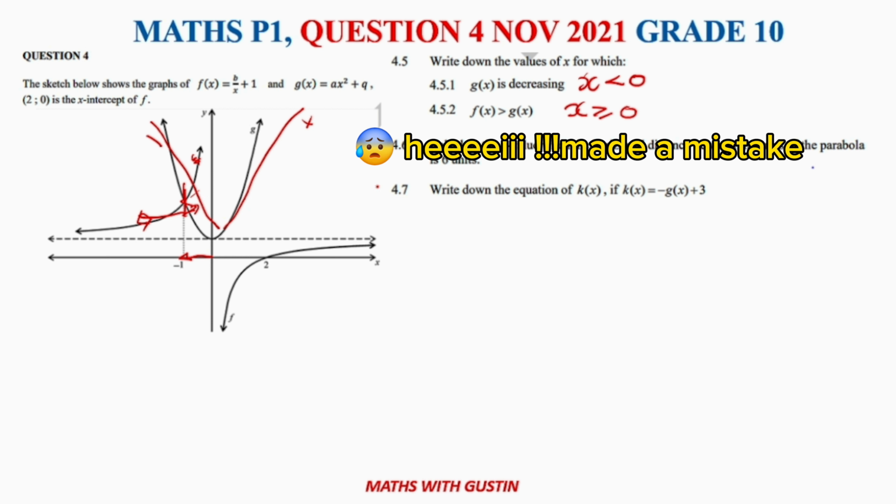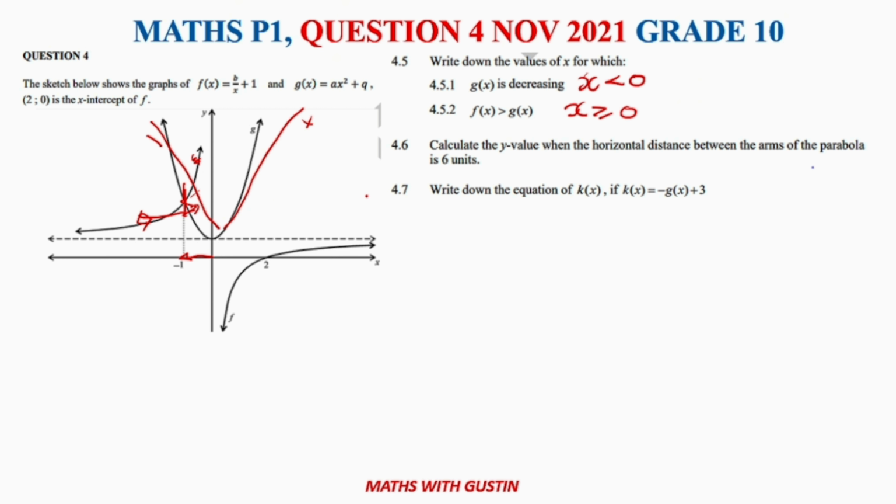All right. Great stuff. So 4.6 says calculate the values of y when the horizontal distance between the arms of the parabola is 6 units. The horizontal distance between the arms of the parabola is 6 units. Okay. Correction, guys. Correction. Here I'm saying this is wrong.